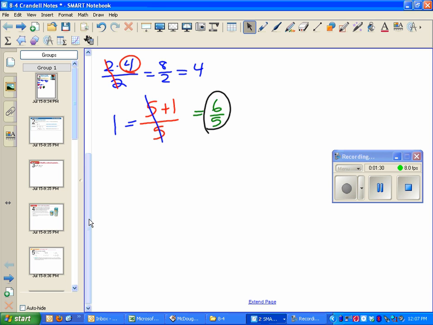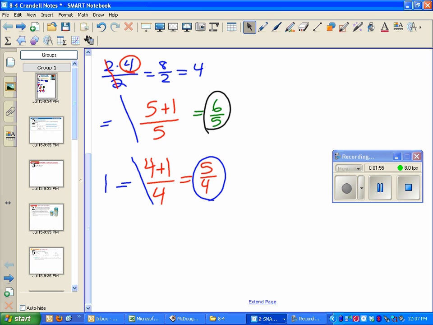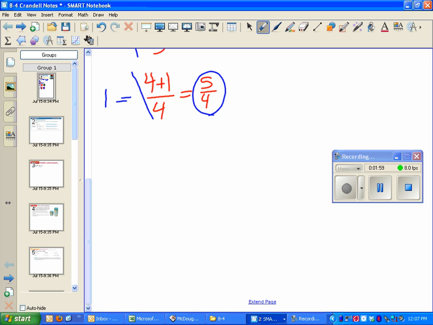All right, so let me see if I can make 1 again and have it be right this time. What about 4 plus 1 over 4? That's going to be 5 over 4, but I also can possibly cross out the 4s and get 1 again. So which answer is correct? 5 over 4, good job. So I can't cross out the 4s, and I can't cross out the 5s because I don't have any multiplication, I have addition.